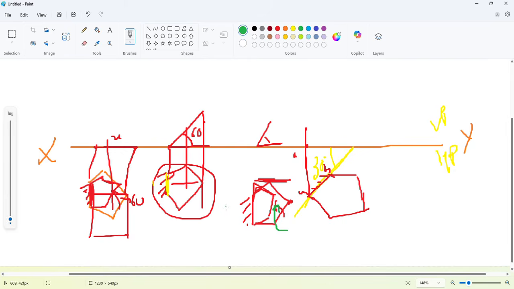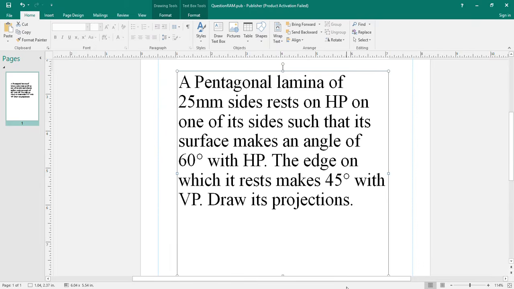For this condition we have to take the side view, because only in side view, when we consider this as a resting corner or this as a resting edge, we have to take this side view to check the angle with the HP. So we're not going to make it complicated. We are doing one thing, we are just making this left or right. Our resting edge or point should be either on the left side or on the right side. So we will solve this question, draw the projection on AutoCAD. Pentagon lamina of 25 mm side.